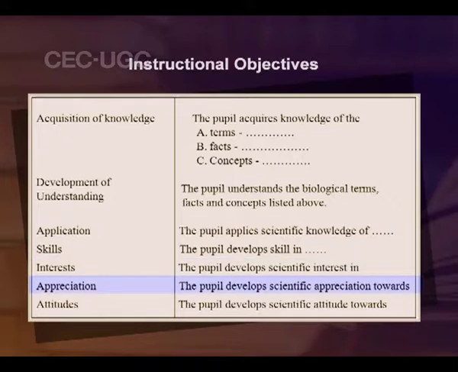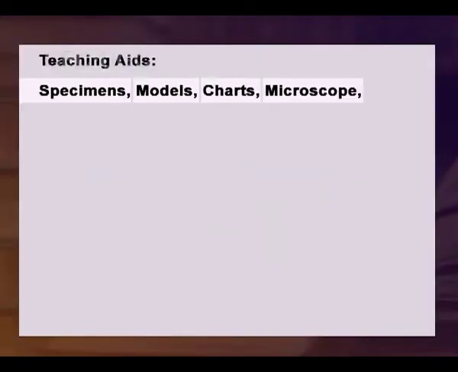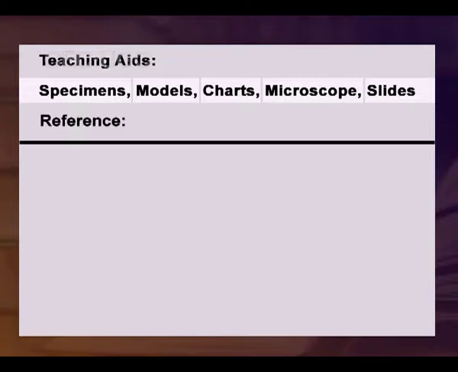Appreciation. Under appreciation, you can write the student develops scientific appreciation towards that particular topic. And under attitudes, you can write the student develops scientific attitude towards the topic under study. After this, the teaching aids like specimens, models, charts, microscope, slides, etc. to be used for teaching the lesson are listed. Then references used are also listed.